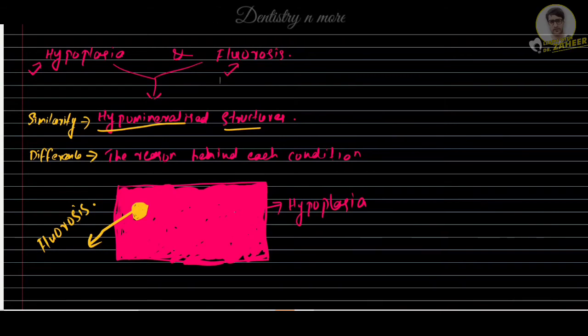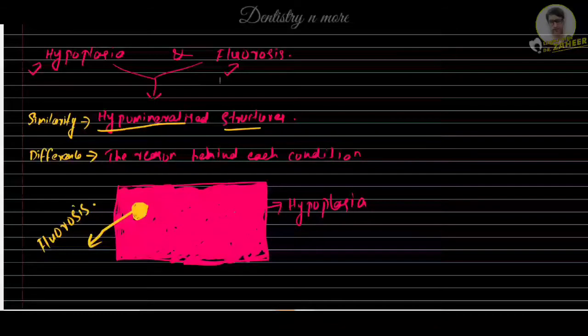Today we have hypoplasia and fluorosis, the two terms which we come across very often in dentistry, but at the undergraduate level we are very confused about these two. When we check a patient's mouth and we see a white spot or a white mark, for a UG student it's very confusing whether it is hypoplasia or fluorosis.